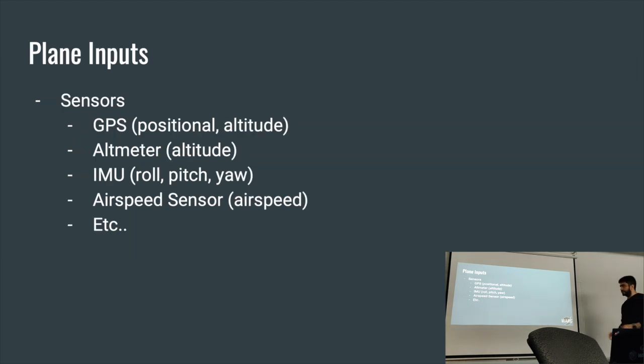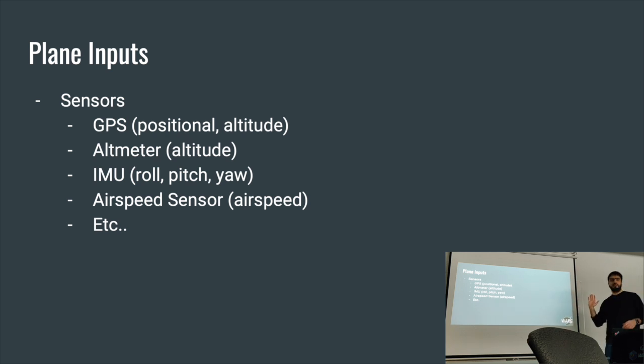So let's break down what we have in the plane. We've got a GPS, and what does that provide us? That provides us the positional information about where the plane is on the globe, and that provides us the altitude. We've also got an altimeter that also provides us the altitude. We've got the IMU, the inertial measurement unit. It's a combination of a gyroscope and an accelerometer and sometimes a compass, and that gives us roll, pitch, and yaw, assuming a nice IMU.